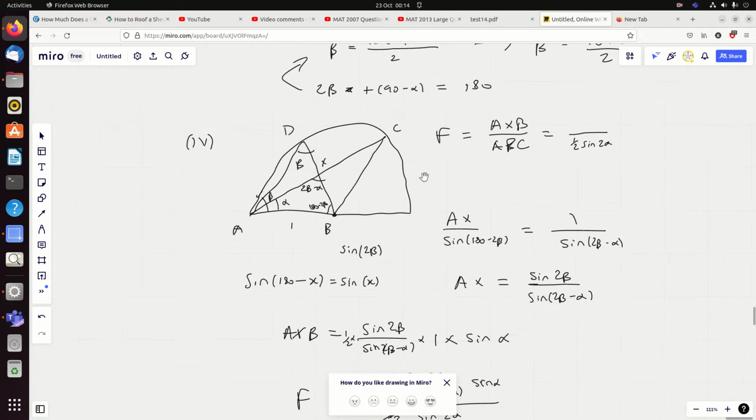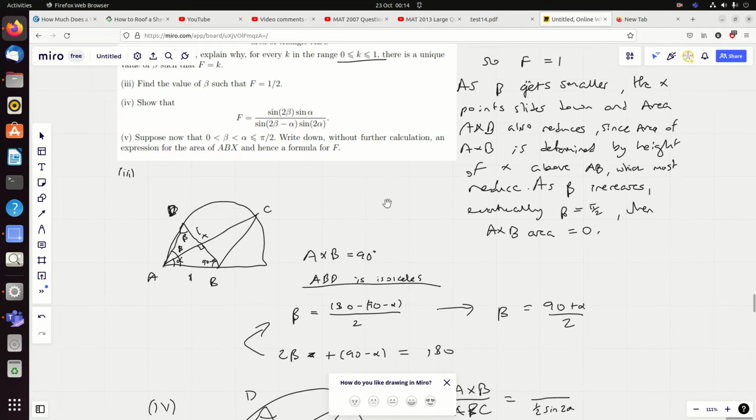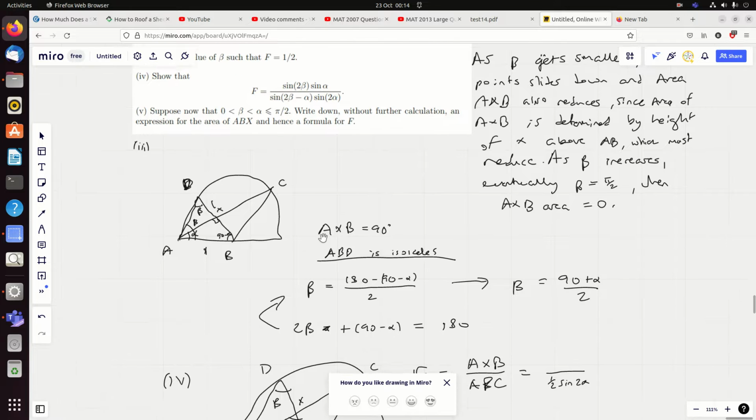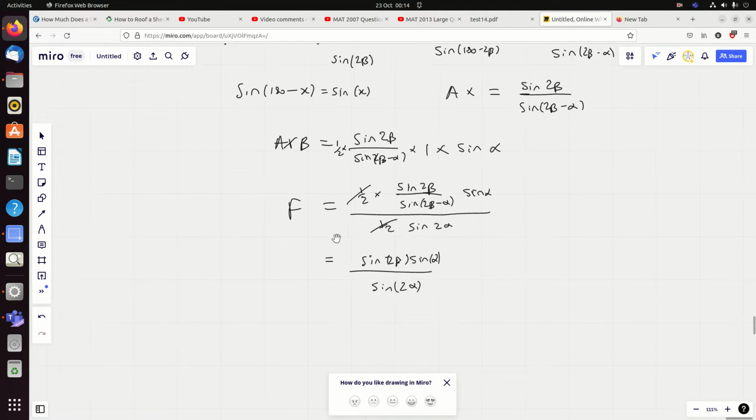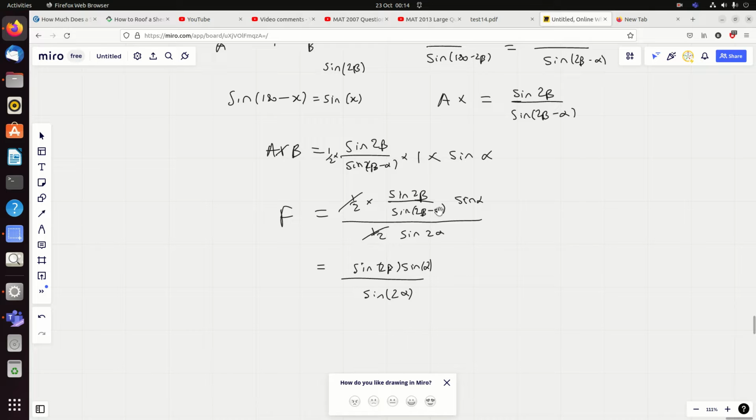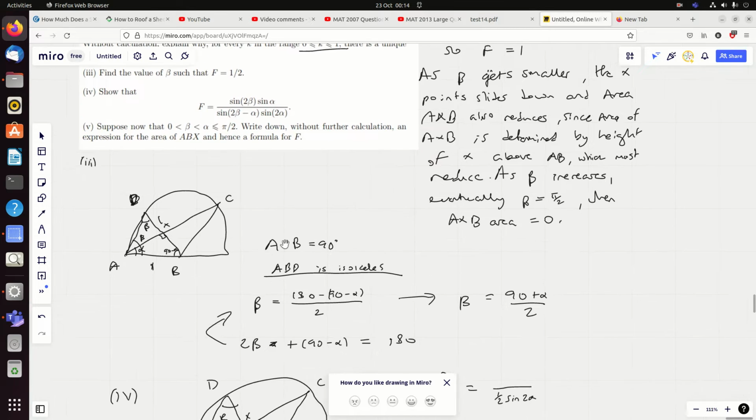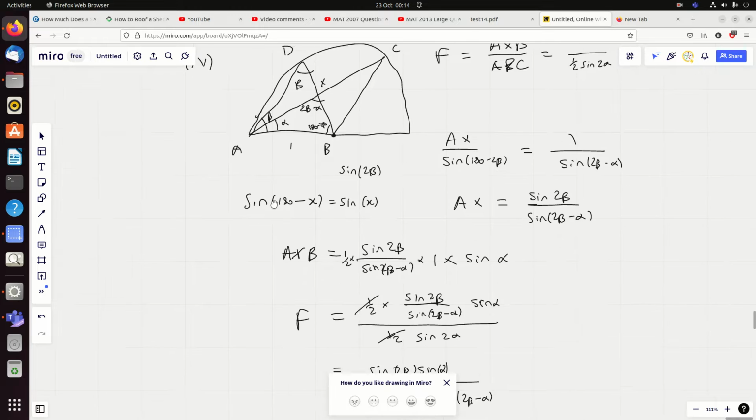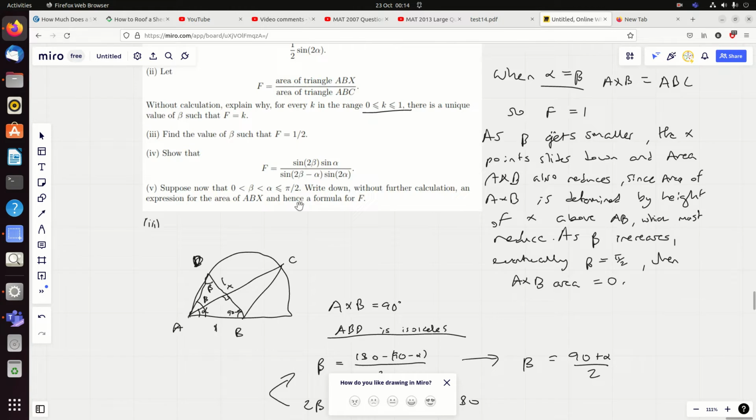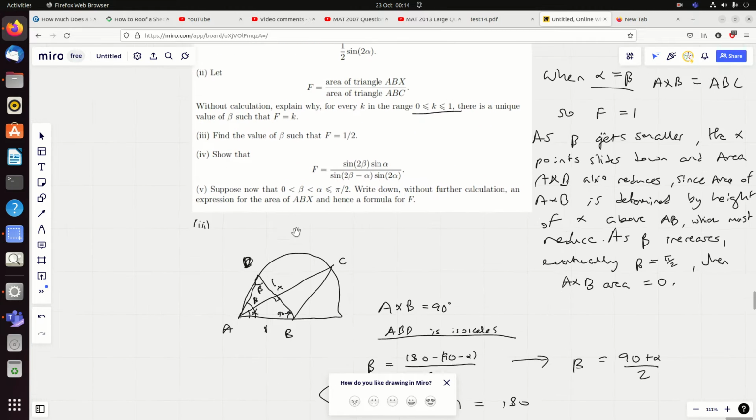I can't remember now. Sine 2 beta sine alpha. Did I have 4 terms? I've missed a term. Where's my other term gone? Oh, my God, yeah, look, I've missed the sine 2 beta minus alpha on the bottom. Praise the Lord for show-that questions where you can notice things like that. Okay, is that the same now? Yep. I think it is. Sine 2 alpha on the bottom. Yeah, cool, perfect, it is.